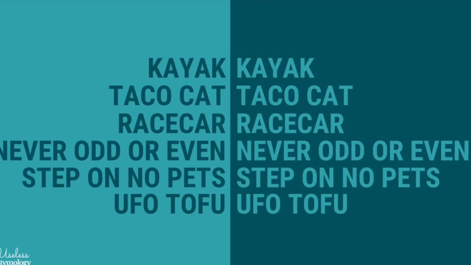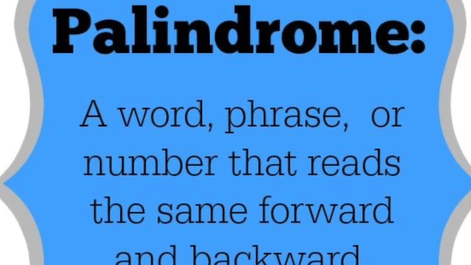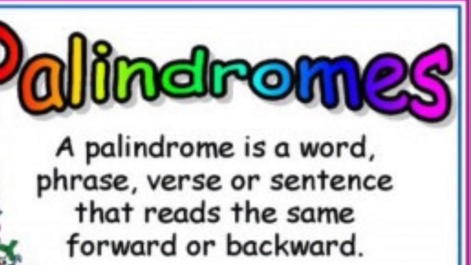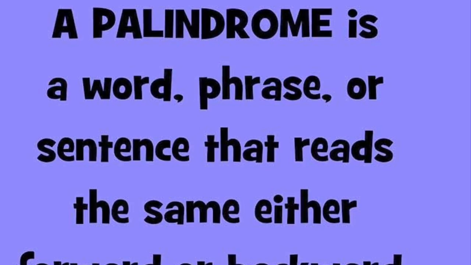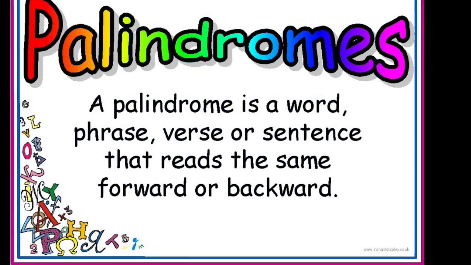The next word we have is palindrome. This is a word, verse, or sentence that reads the same backward as forward. Dogma, I am God. Palindrome, a word or phrase or a sentence that reads the same backward as forward. Examples would be mom. Taco cat is a popular palindrome.